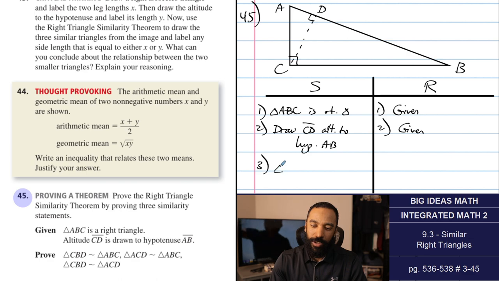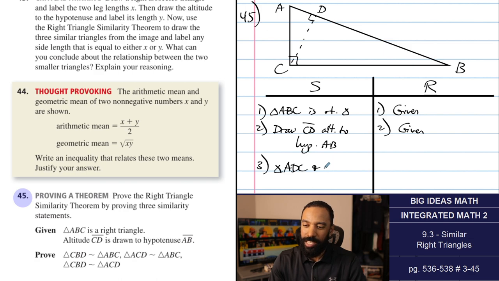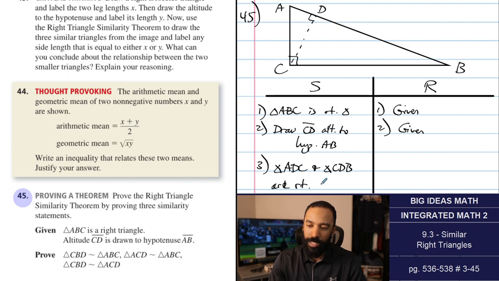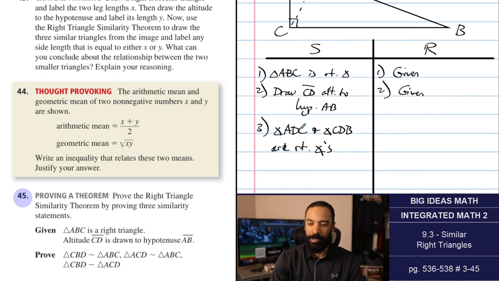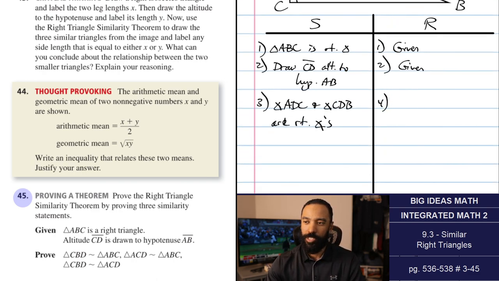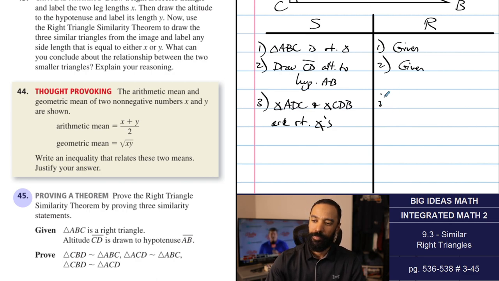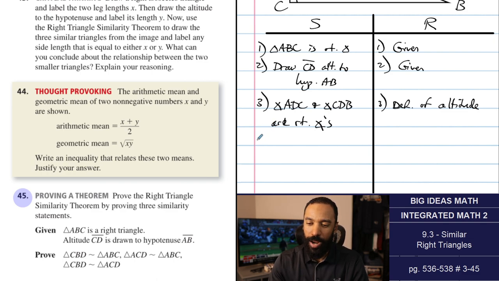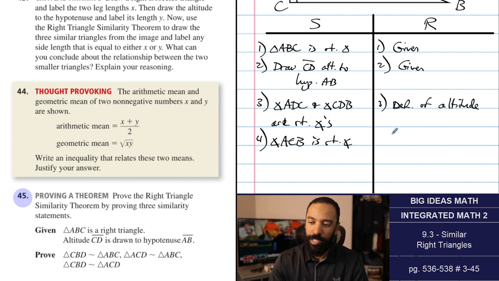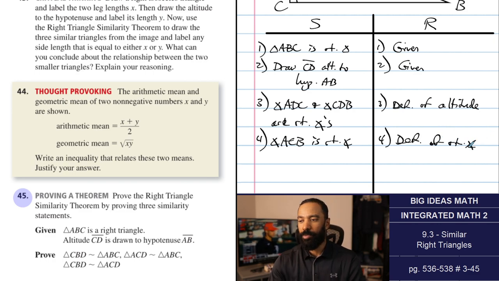So angles ADC and CDB are right angles. So is angle ACB. This is the definition. Whoops. This is the definition of an altitude. Now we also know that angle ACB is a right angle by definition of a right triangle. I don't know if I have to say all that, but ACB is a right angle by definition of right triangle.